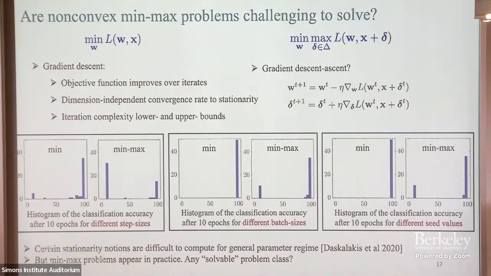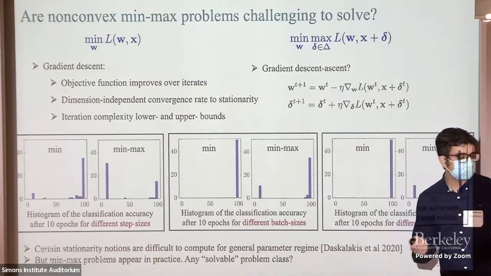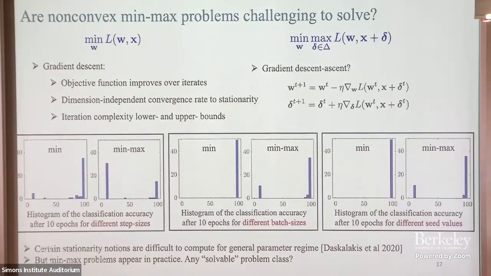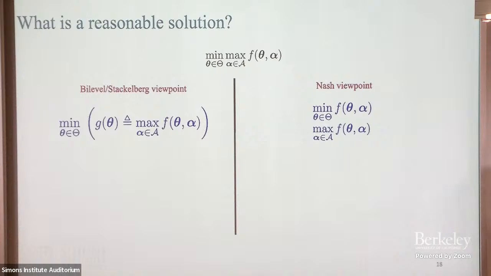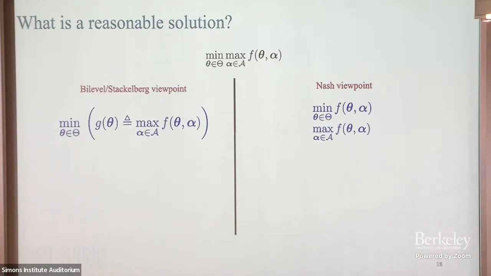So we know that certain stationarity notions are difficult to compute, as we saw this morning. But min-max problems appear in practice. So now I ask the question: are there any solvable problem instances or solvable problem classes that we can focus on for min-max? When I talk about solvable, we have to decide what we mean by solvable and what the solution concept is that we are looking for.